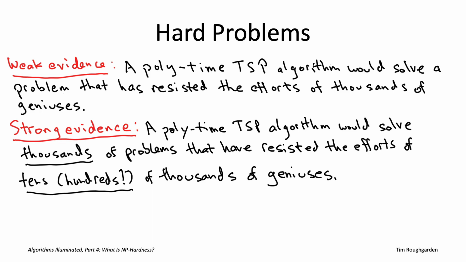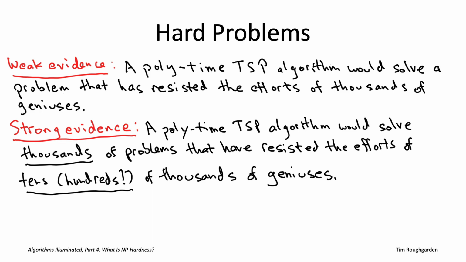Now, playing devil's advocate, you might say, well, maybe a lot of people have tried to find a polynomial time algorithm for the TSP, but haven't a lot of people tried to prove that there is no polynomial time algorithm for the TSP? And it's true. Hundreds, if not thousands of brilliant minds have failed to prove the other direction, that the TSP is not polynomial time solvable. So you might argue, isn't that equally strong evidence that that might be true?